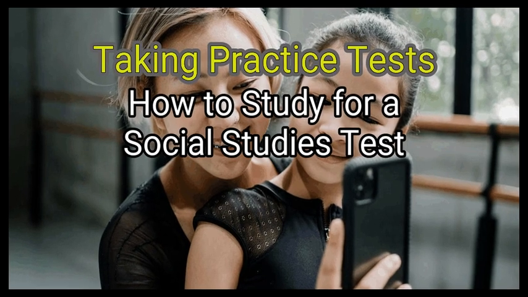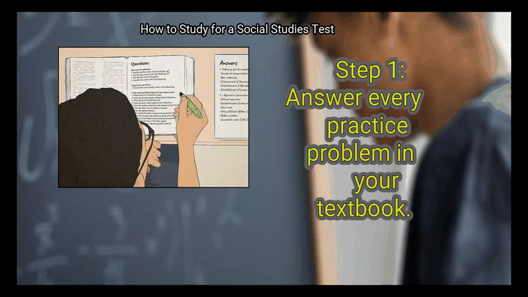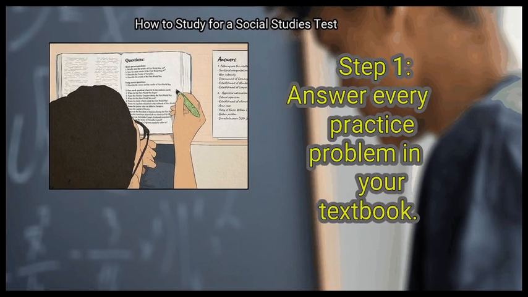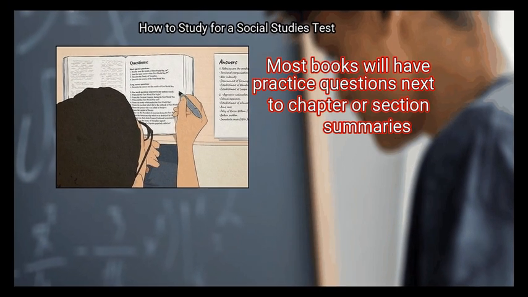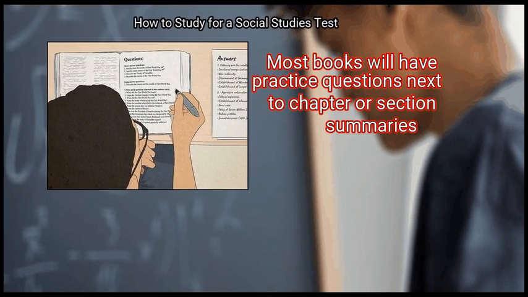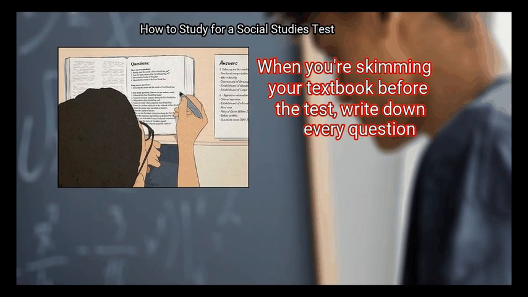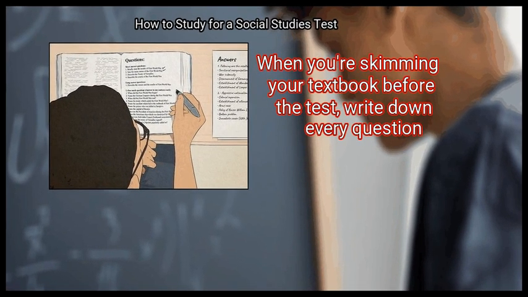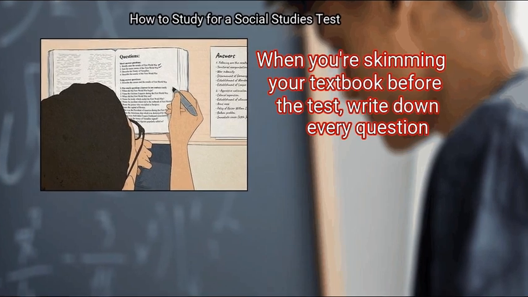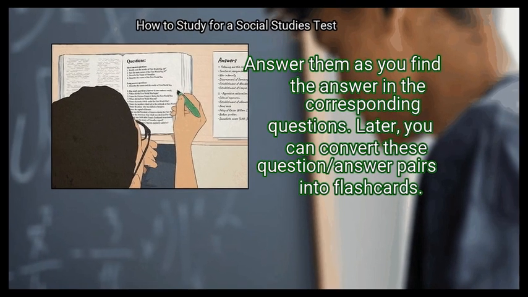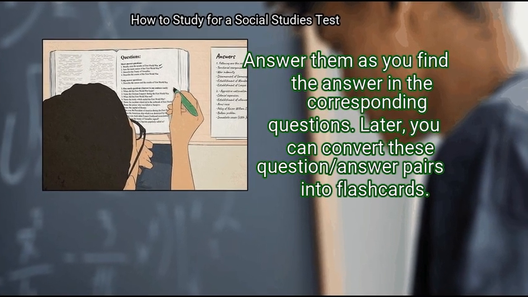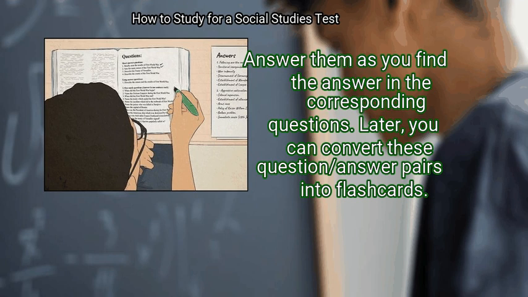Method 2. Taking practice tests. First, answer every practice problem in your textbook. Most books will have practice questions next to chapter or section summaries. When you're skimming your textbook before the test, write down every question. Answer them as you find the answer in the corresponding sections. Later, you can convert these question-answer pairs into flashcards.